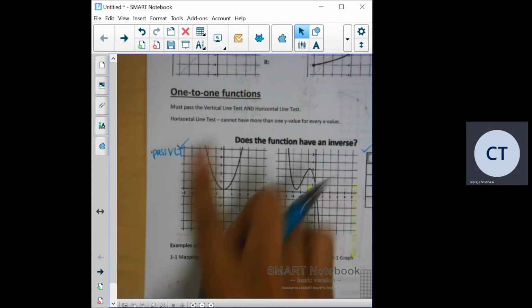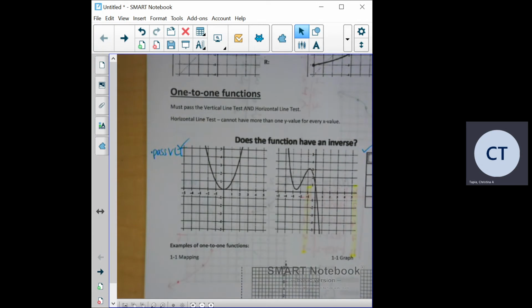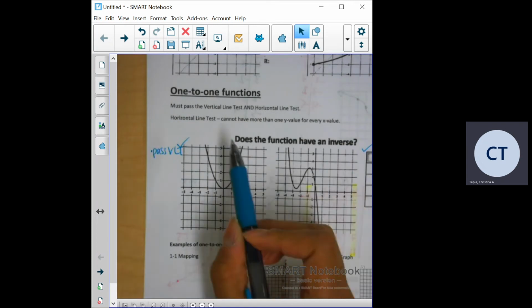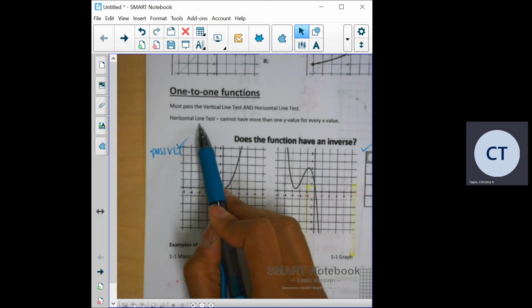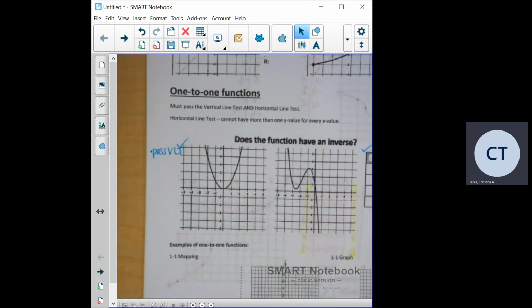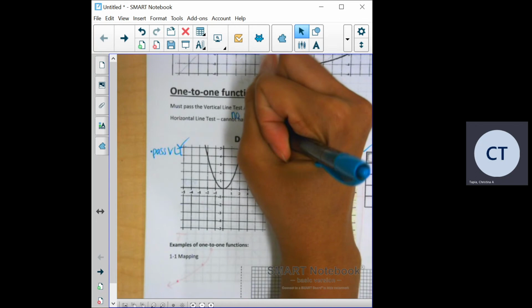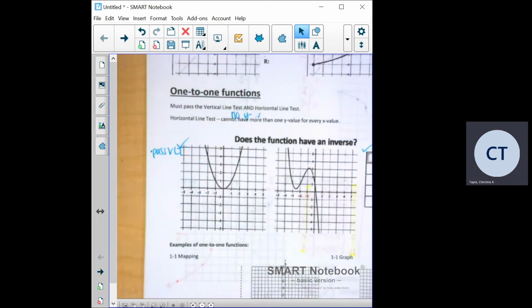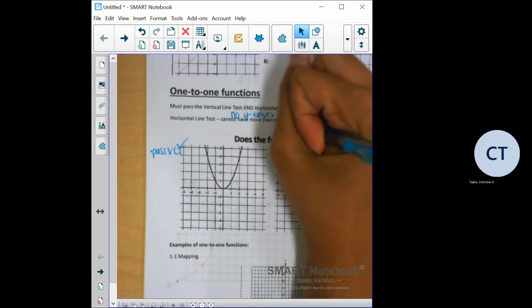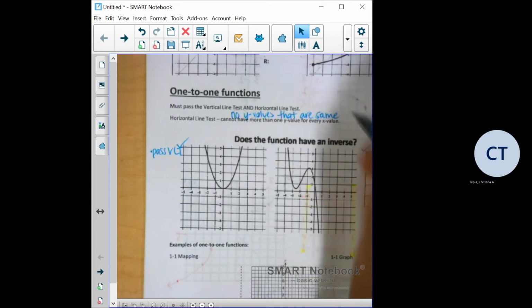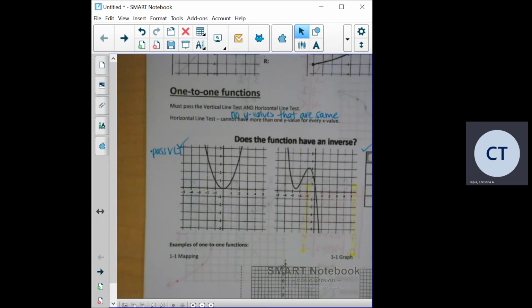Okay, let's focus in on this one here. In order for it to be one-to-one, it must pass the horizontal line test because the question is asking, does the function have an inverse? Okay, well, in order for something to pass the horizontal line test, it cannot have more than one y value for every x value. So what that means is we want to make sure that none of your y values are the same. So we want no y values that are the same.